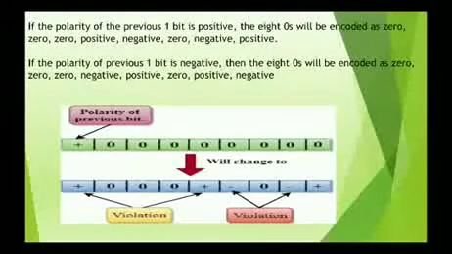then negative, 0, negative and positive. In the same way, when the previous 1 bit is negative, the 8 zeros will be encoded as 0 0 0 negative positive 0 positive negative. So these are the violations we are adding.